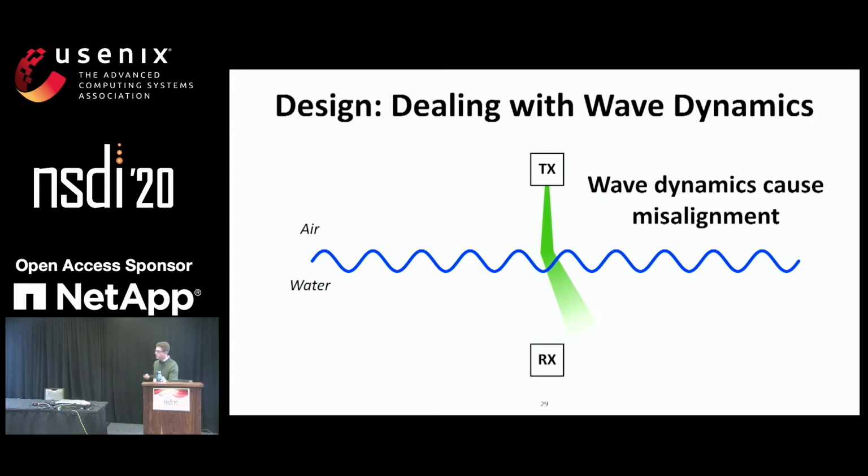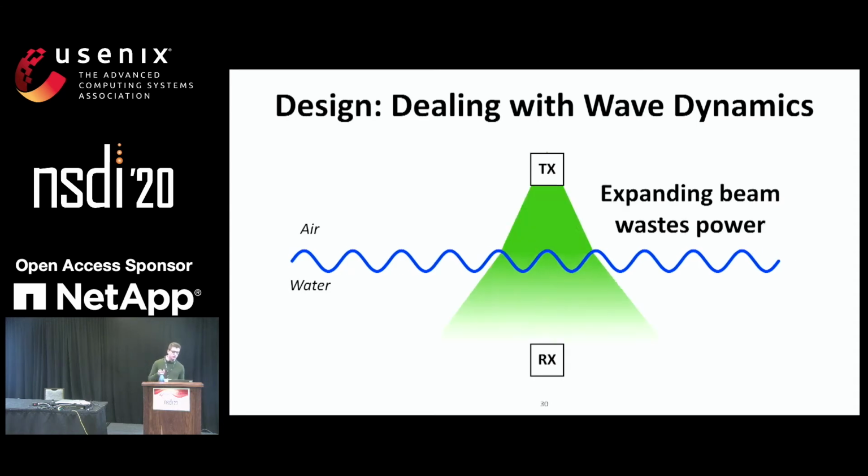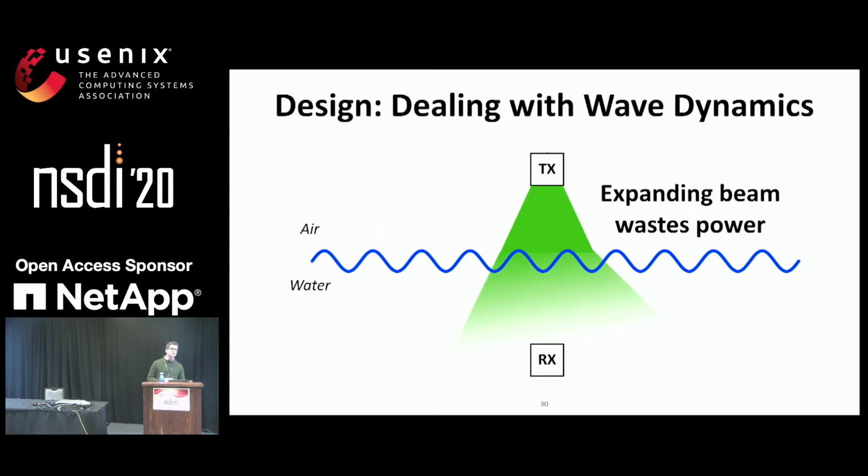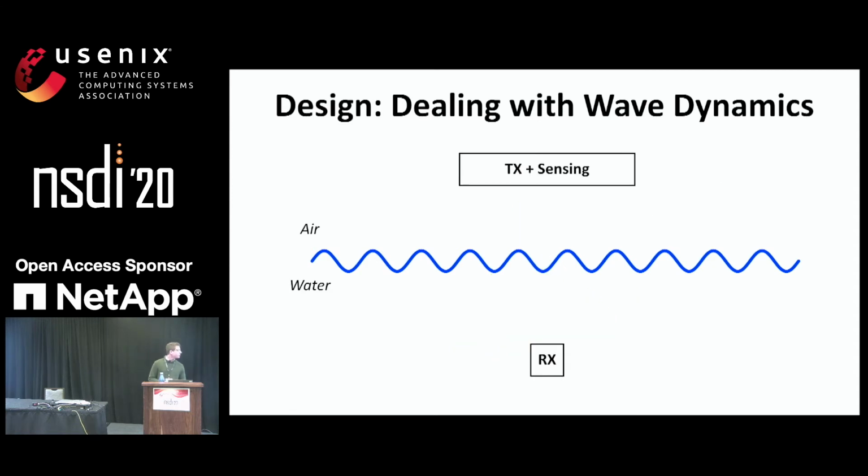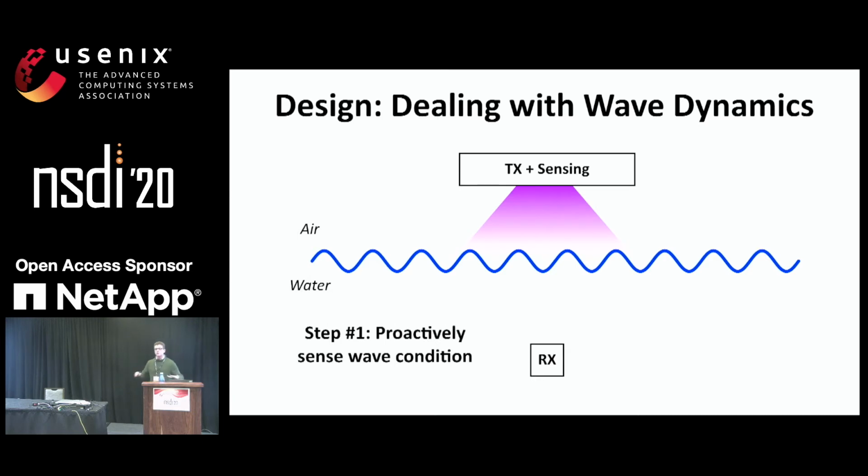As we saw before, as this wave moves throughout the scene, our beam underwater is going to refract. This is the same if we were to reverse the orientation. The naive solution is, well, we can just expand our laser beam, and then regardless of that refraction, some light will always hit our receiver. But this is very inefficient, as we're wasting power steering to a region where we know the receiver is not located. Consequently, we want to take a more proactive approach. So step 1, we want to sense the wave condition.